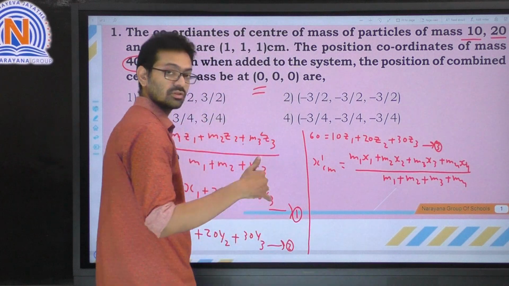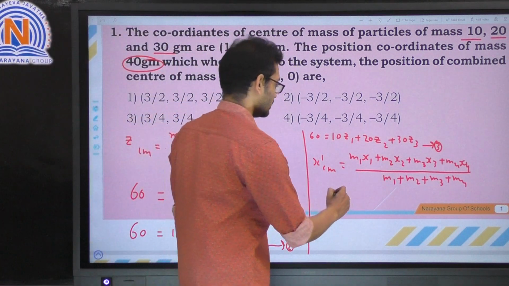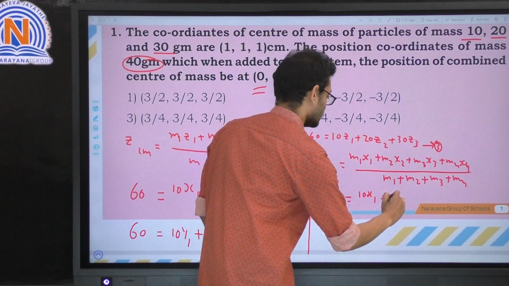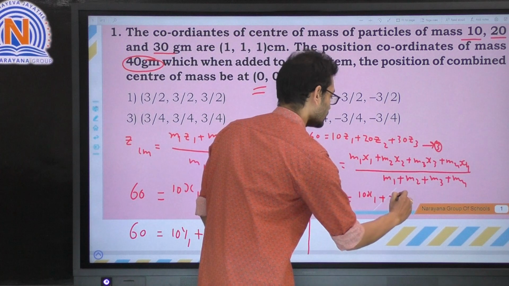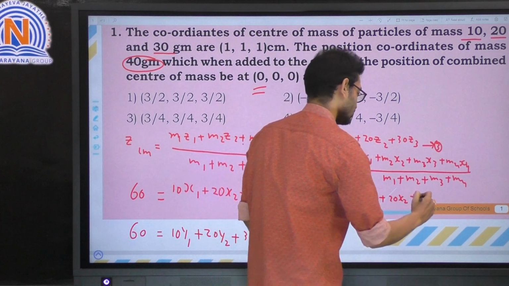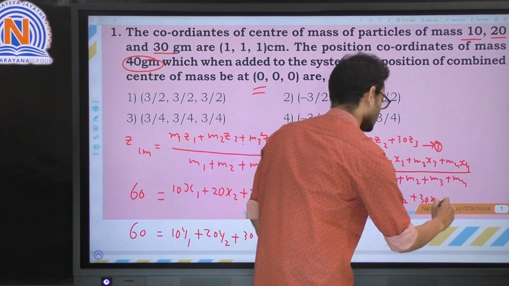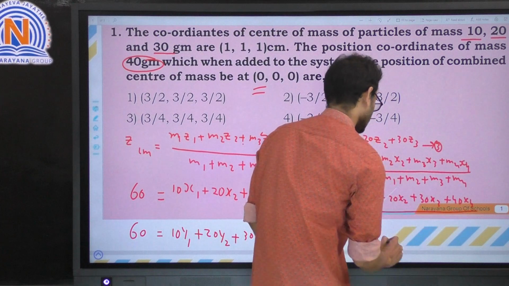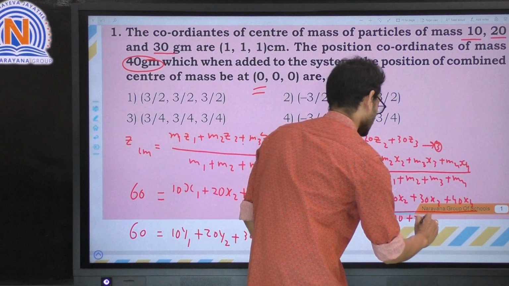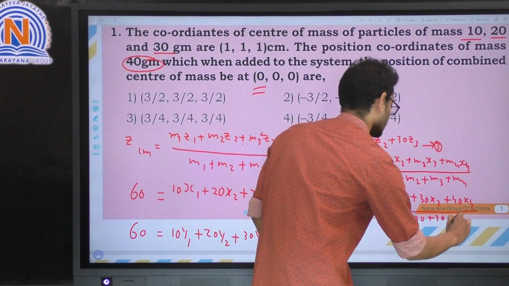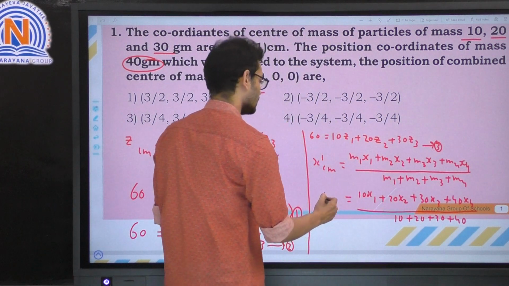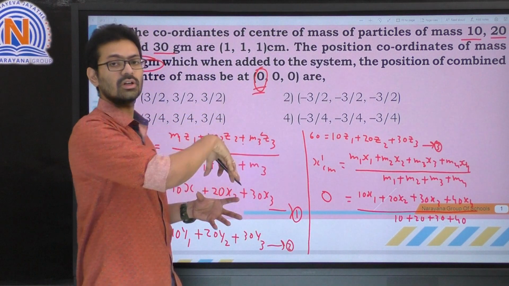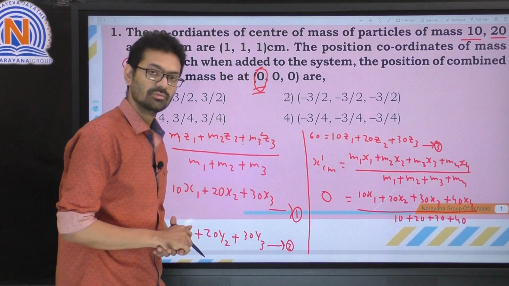Now what happens if you substitute your values? You will be getting m1 is 10x1 plus 20x2 plus 30x3 plus 40x4 by 10 plus 20 plus 30 plus 40. So this is nothing but 0, because they gave you as 0. So after adding 40 grams, your x center of mass is 0.